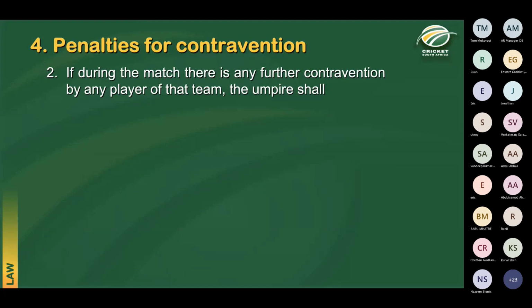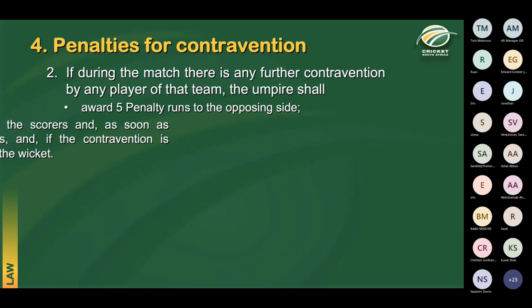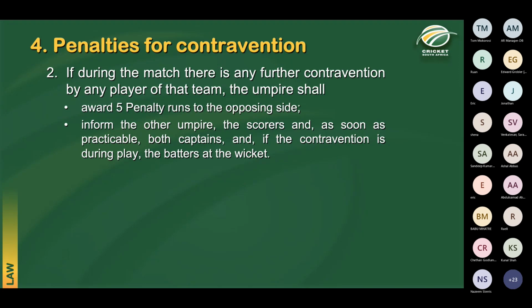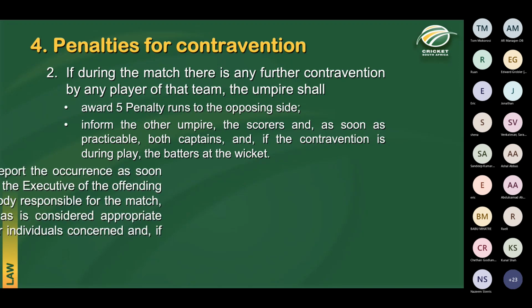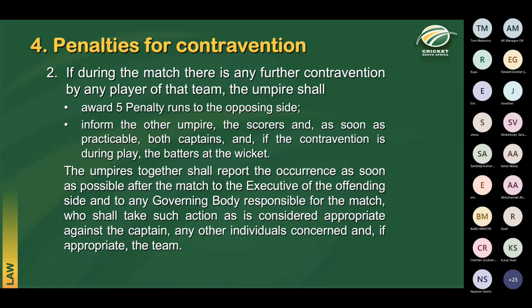If during the match there is any further contravention by any player of that team, the umpire shall award 5 penalty runs to the opposing side, inform and report. Okay.